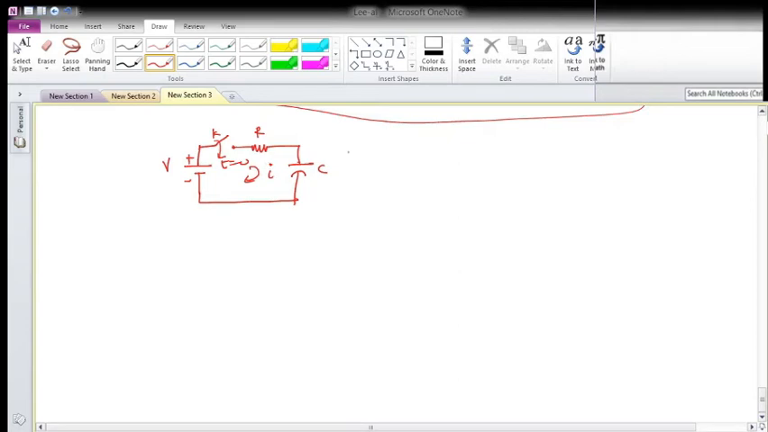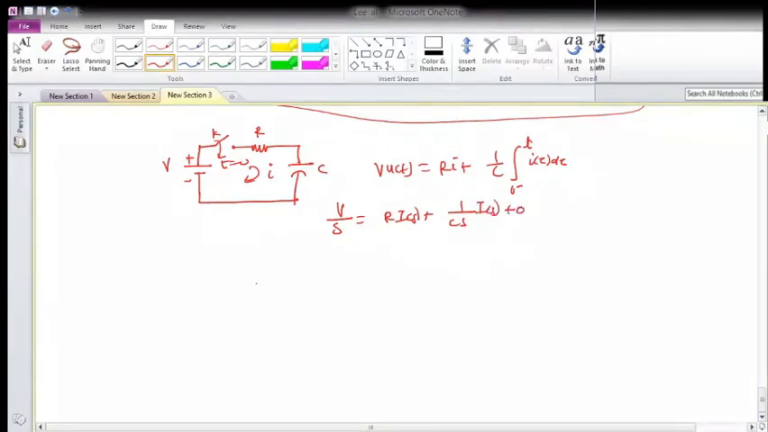Okay, so simply you can write V u of t, which indicates that the switch is closed at t is equal to 0, equals Ri plus 1 over C integral from 0 negative to t of i of tau d tau. Assume that your capacitor is initially relaxed, meaning there is no initial condition. So what I can write is, Laplace transform: V over s equals R I of s plus 1 over Cs into I of s. The initial condition is 0, so that's why it is 0.